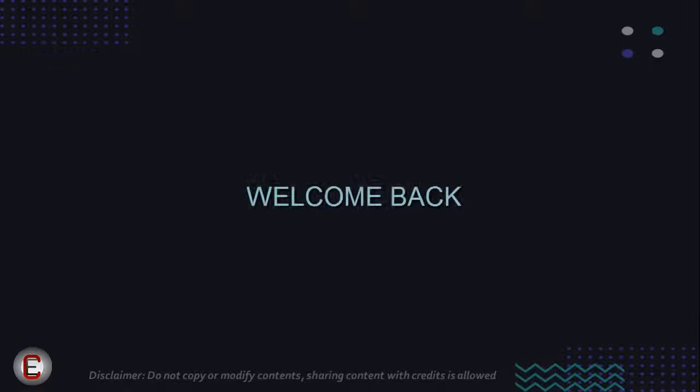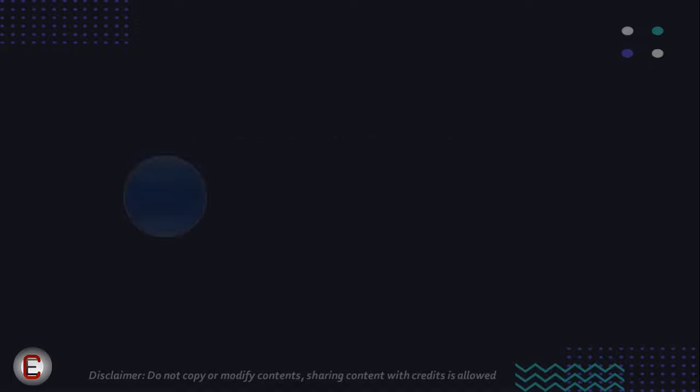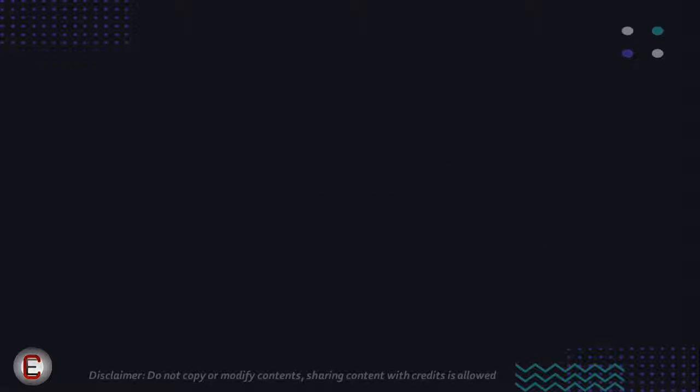Welcome back, and today in session 4, we will discuss the message sequence in a TLS handshake. When two entities negotiate TLS, there are a specific set of parameters that are exchanged, and the core message sequence does not vary, even if a different end-user protocol is used.